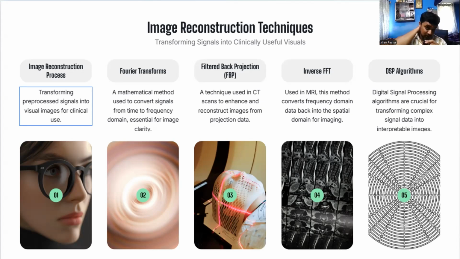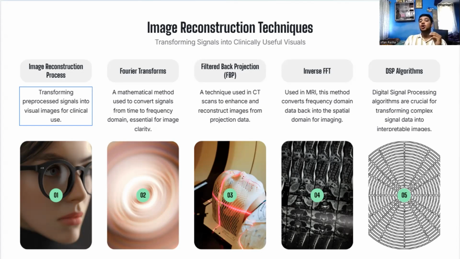The next is the Fourier transform, a mathematical method used to convert signals from the time domain to the frequency domain, essential for image clarity. Then filtered back projection, FBP, is a technique used in CT scans to enhance the reconstructed image from projection data. Inverse FFT, used in MRI, converts the frequency domain back into the spatial domain for imaging.